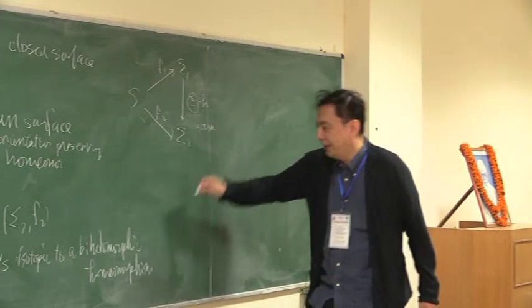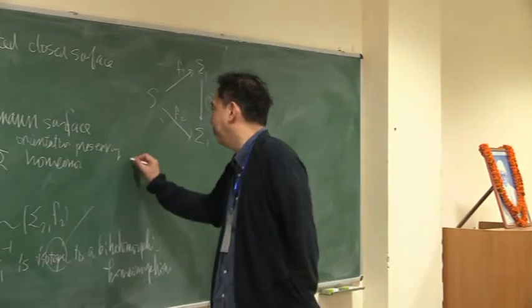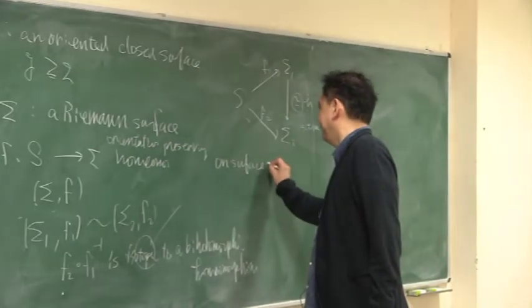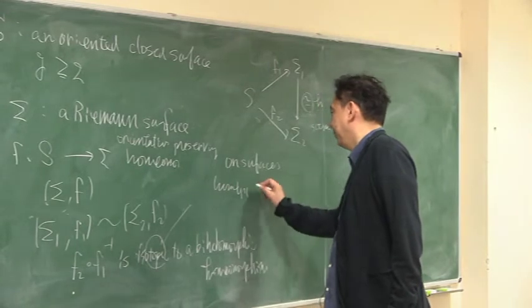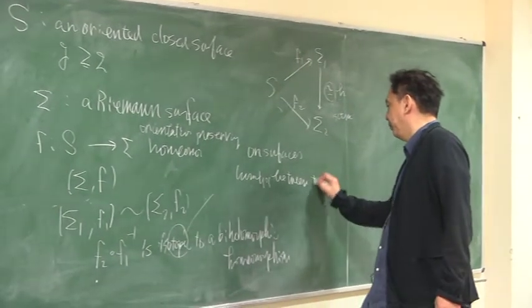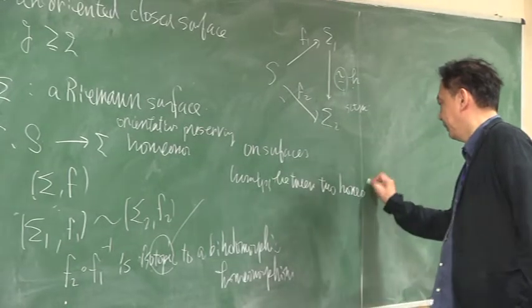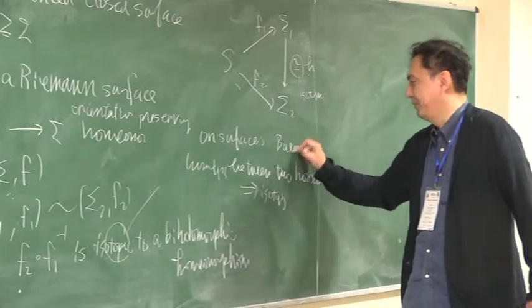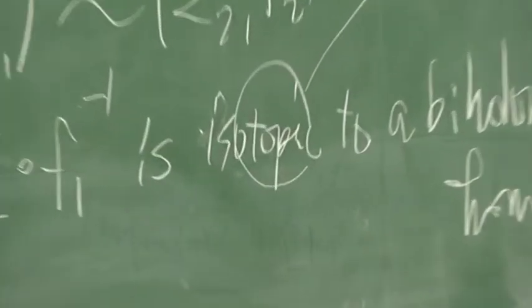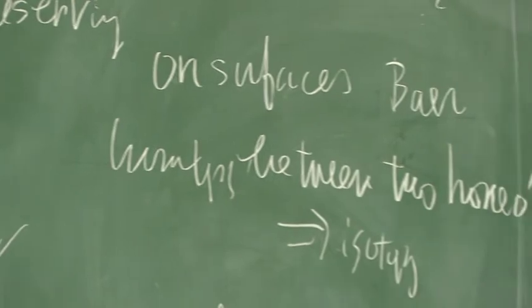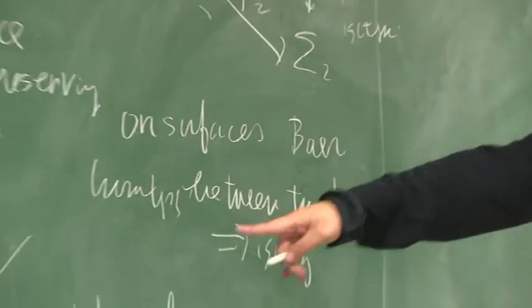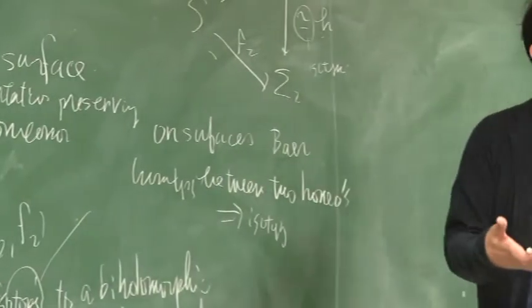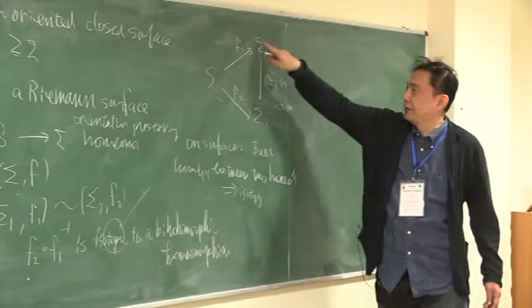Here isotopic and homotopic are the same thing. On surfaces, a homotopy between two homeomorphisms implies isotopy. I don't know the exact pronunciation of his name, but this is known from the 1930s or 40s, I don't know exactly when. The homotopy and the isotopy are the same thing for surface homeomorphisms. So we assume this.